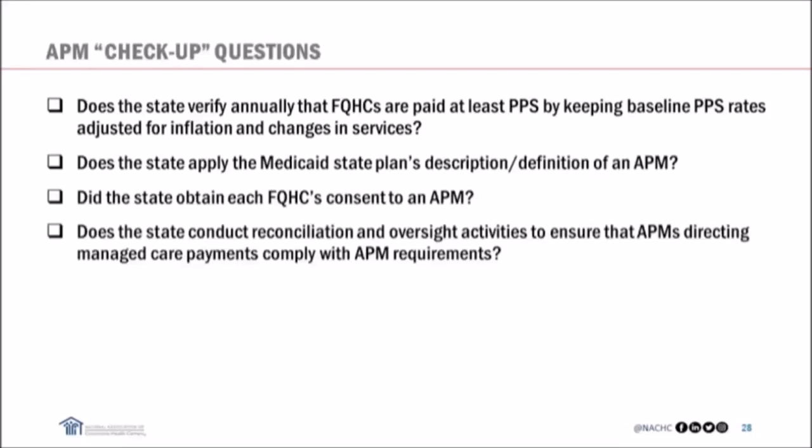The state should make sure that the state is faithfully fulfilling their definition of the APM that's set forth in their approved state plan amendment. You still have the right to consent to the APM, so if you don't want to participate in the state's APM, you should have the right to revoke your consent and revert to the traditional PPS model. And lastly, as I mentioned in the last slide, the state still has to conduct some kind of reconciliation and oversight to ensure that you received in full PPS for every allowable, every verifiable encounter that you had.